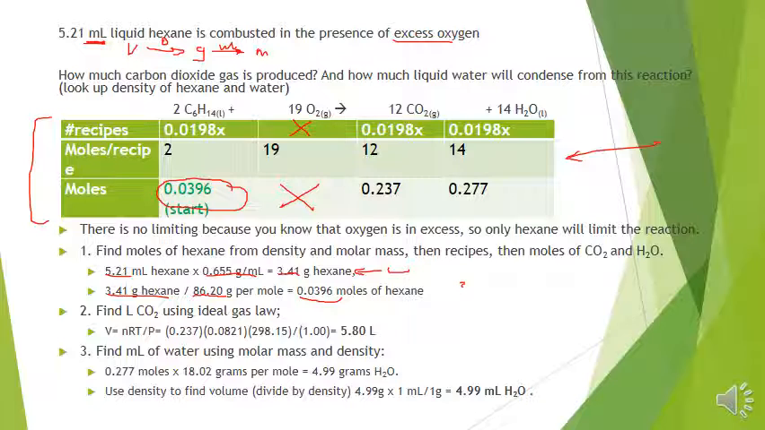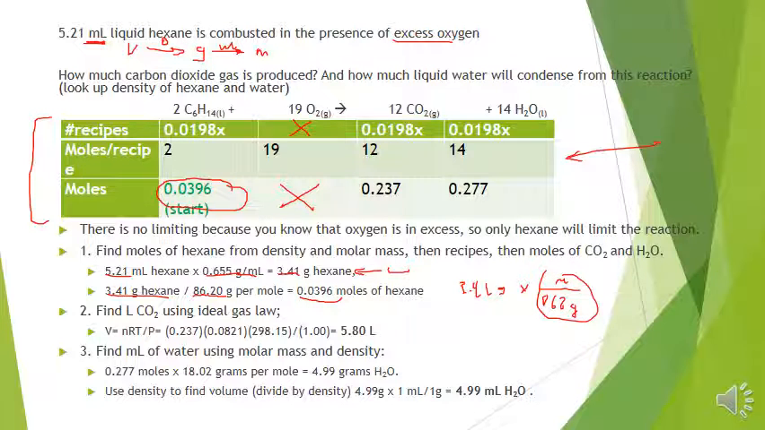Now, if you were going to use dimensional analysis, you would go 3.41 grams of hexane. This is your conversion. We want to have grams on the bottom, so we have 86.2 grams on the bottom and moles on the top, and the grams cancel out.